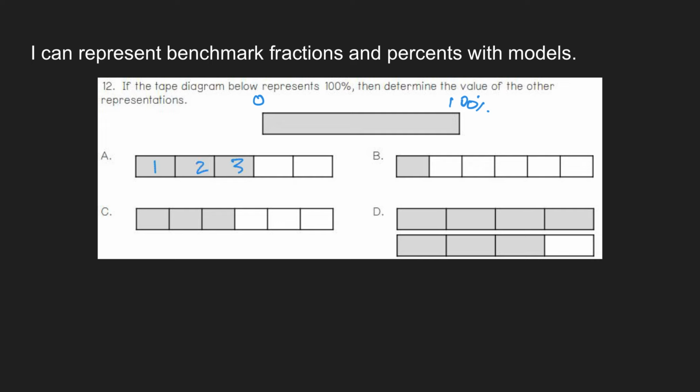So on this one, we divided it into 1, 2, 3, 4, 5. So if I take 100 divided by 5, that means each one of these is 20. So I would say that this one goes to 60%.